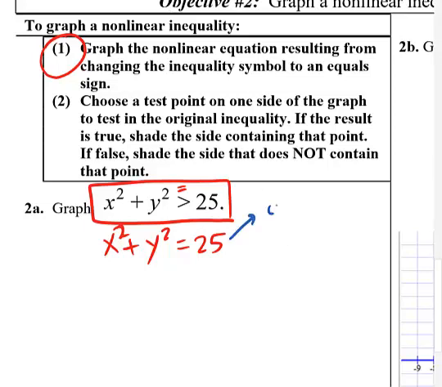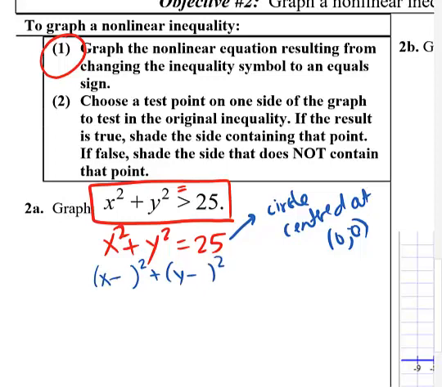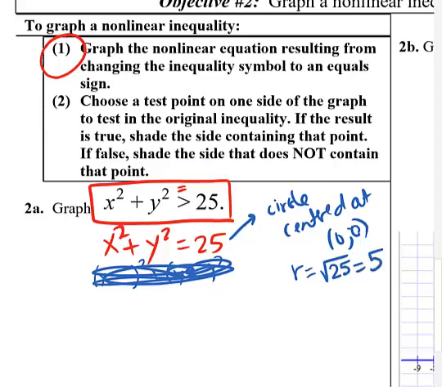Now this is a circle centered at the origin at 0, 0. Because remember, it would be centered somewhere else besides the origin if it was looking like x minus something squared and y minus something. That's when it would be centered somewhere else. But there's no numbers inside parentheses with x or y, so the origin is going to be your center. And then the radius is always the square root of the number on the other side of the equal sign, so 5 in this case.